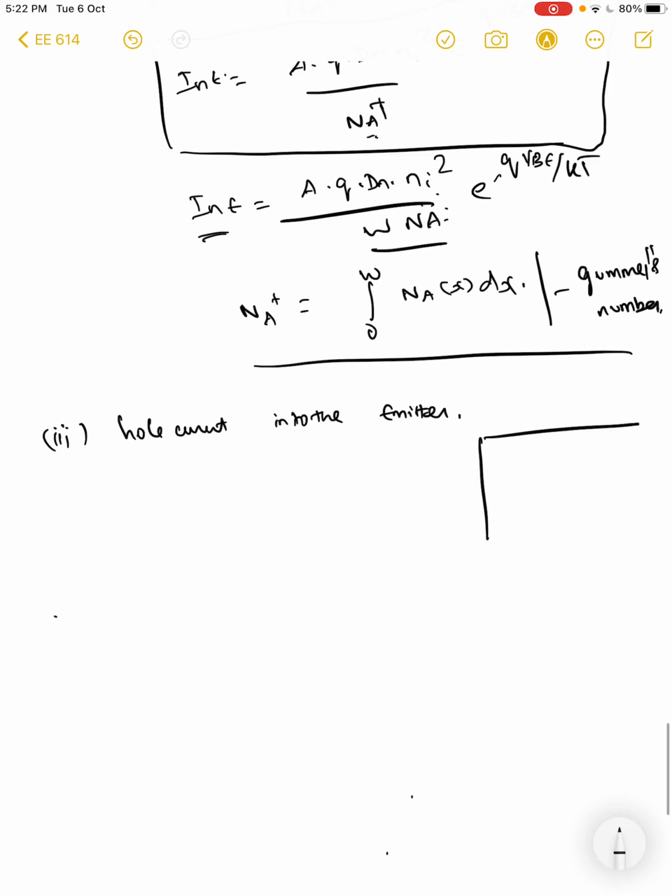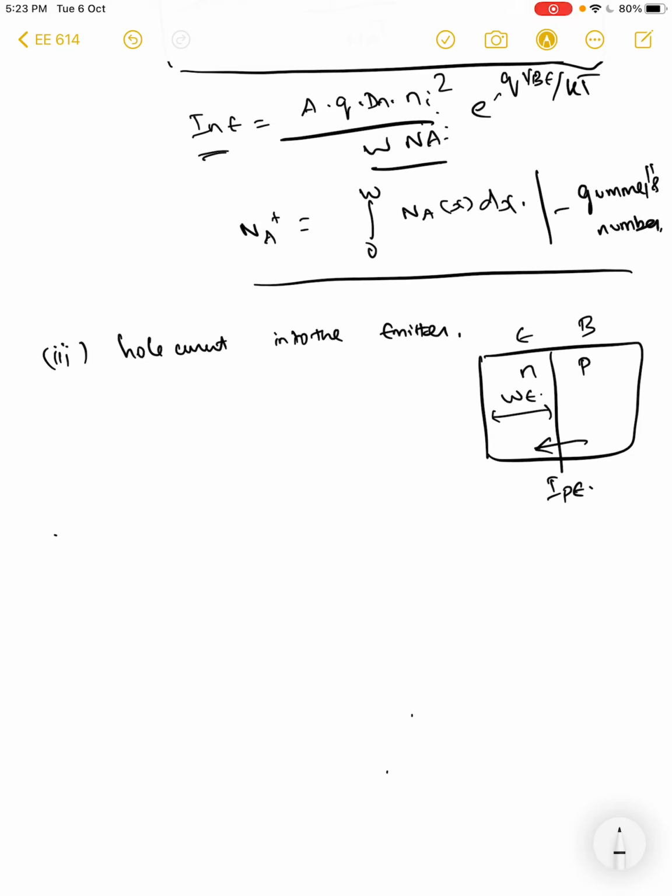So let's take the same emitter base junction, N and P. Hole is being injected because the emitter base junction is forward biased, right? So you have an IPE, and it depends upon the width of this emitter. If the width of the emitter is smaller than the diffusion length of these holes, it is this width that will determine the current. So we will have the IPE, which is once again the normal PN junction forward current, which is J naught e power q VBE minus 1.